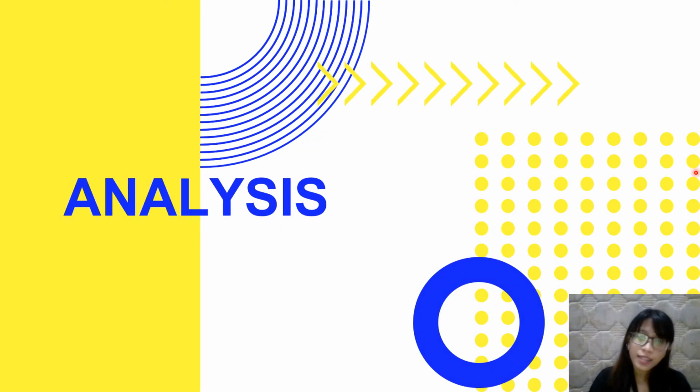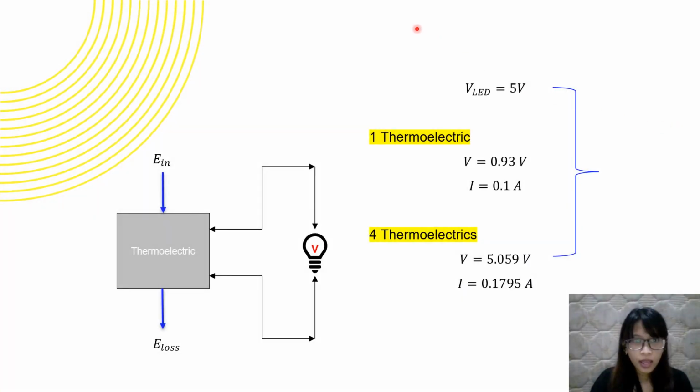Now let's analyze the result of the experiment. The schematic of this experiment is as follows. It is known that the voltage of one thermoelectric is about 0.93 volt, while the current is about 0.1 ampere. But we need to achieve 5 volts for the voltage of the LED. So we need 4 thermoelectrics to support that.